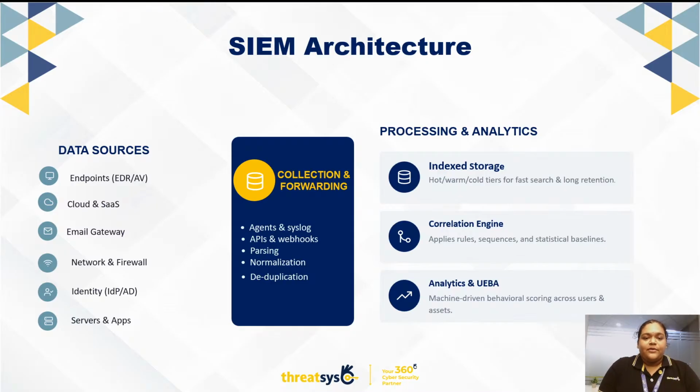Cloud and SaaS platforms, identity systems, email gateways, servers, and applications. Each source generates different types of events. For example, identity systems generate authentication events, network devices generate network activity, and endpoints generate security and process related events. The second layer is collection and forwarding.